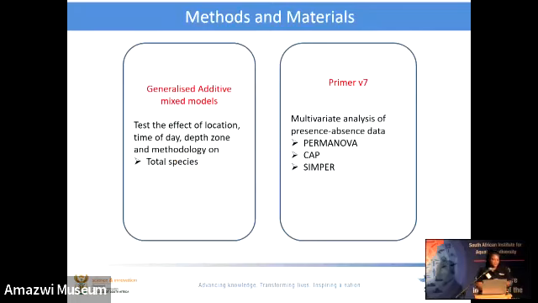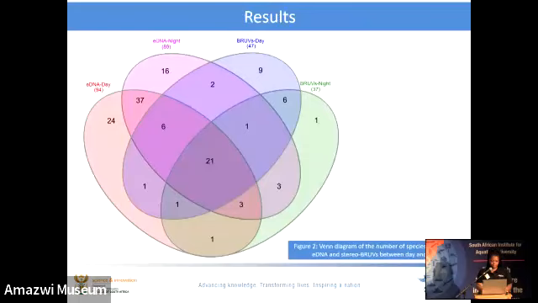For statistical analyses, we fitted generalized additive mixed models to test the effect of location, time of day, depth zone, and methodology on total species. Then we did our community analysis on presence-absence data in PRIMER.